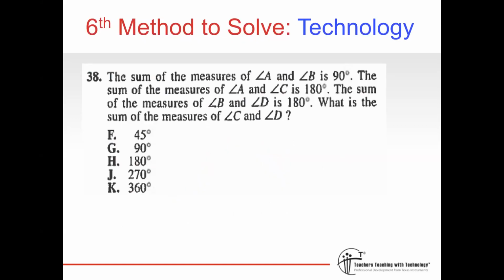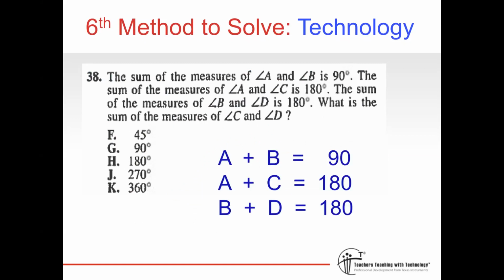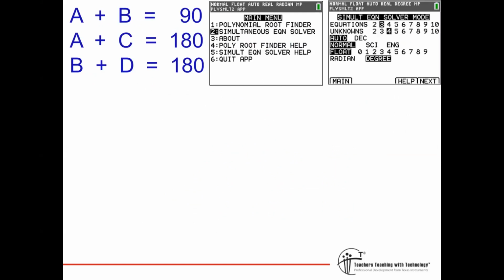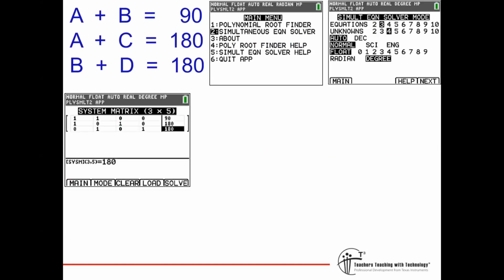So I was flying back from somewhere and I said, we got to be able to do this with technology. That's my job. So we should be able to do this with technology. So I took those three equations and I put them into TI-Nspire. And I used the simultaneous equation solver, but I only had three equations with four unknowns. Okay. And so I went to the next screen.